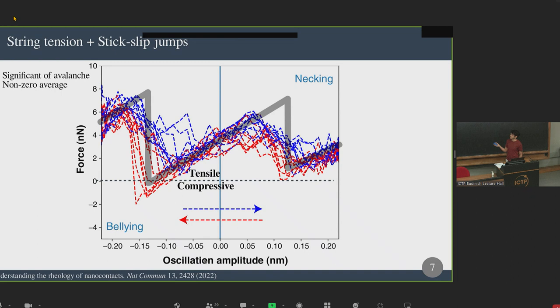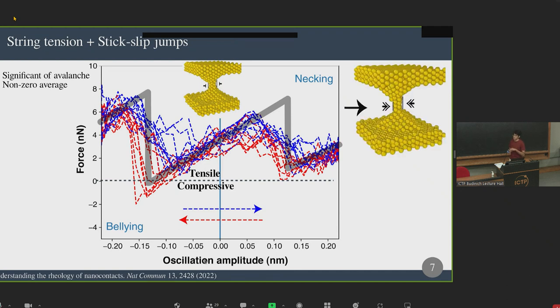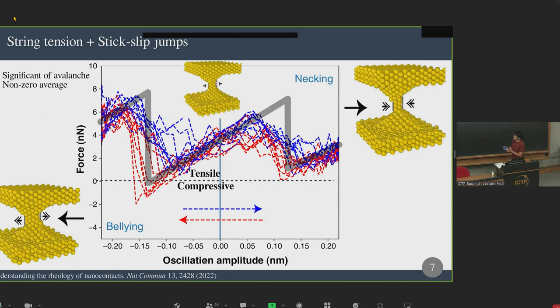This is force versus oscillation amplitude. To translate this plot, maybe in your mind, this is like a stress-strain curve, something that everybody knows. In the middle, there is this elastic regime where the nanojunction looks like that, and when you oscillate it a little bit, you get the linear response. That's expected. But once you elongate it hard, it gets very narrow. It's called the necking regime. And once you compress it, it goes very fat, which we call the bellying regime.